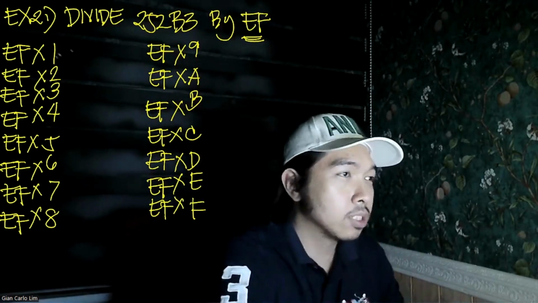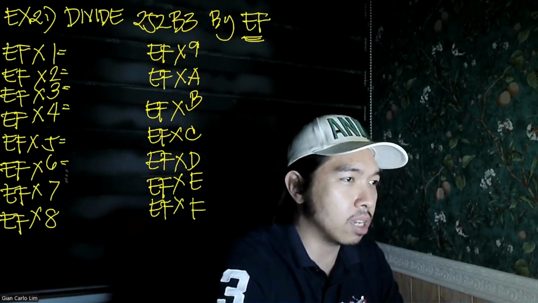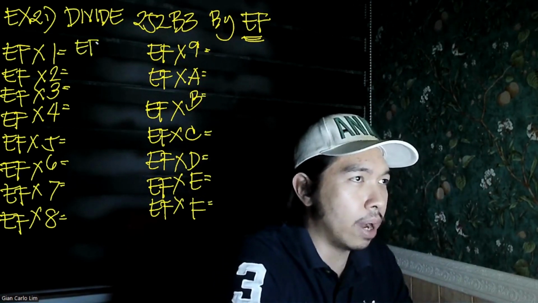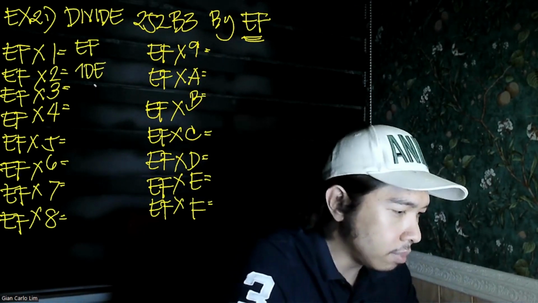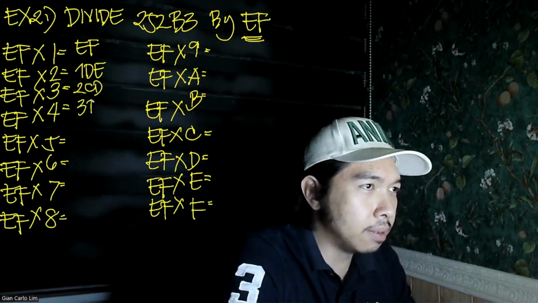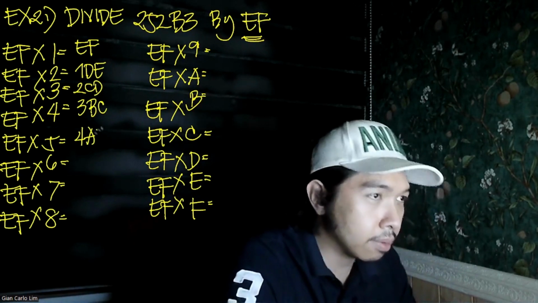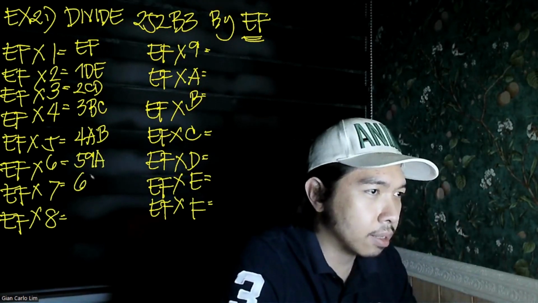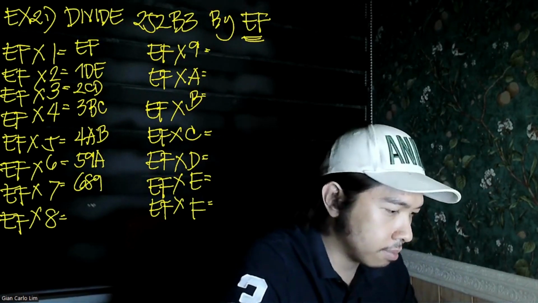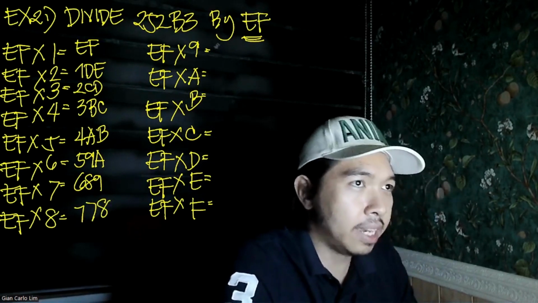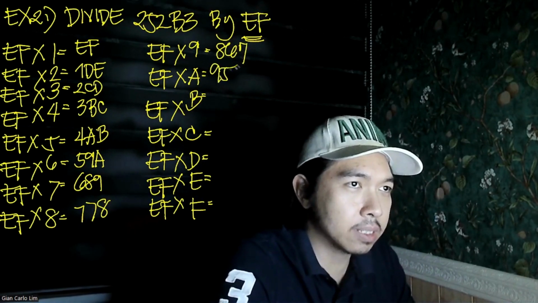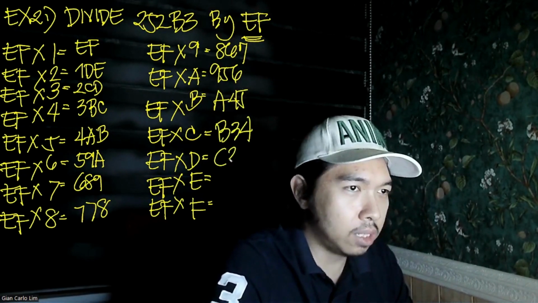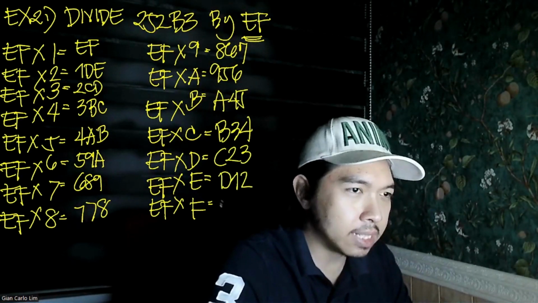Alright. So, pre-calculate ko na yung value nito para hindi masyadong mag-consume ng time sa discussion. And the values are as follows. So, EF, of course, ang 1. 1 DE. 2 CD. 3 BC. 4 AB. And 5 9A. 6 89. 7 78. 8 67. 9 56. A 45. B 34. C 23. D 12. And last is E 01.